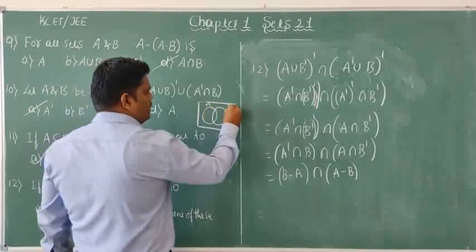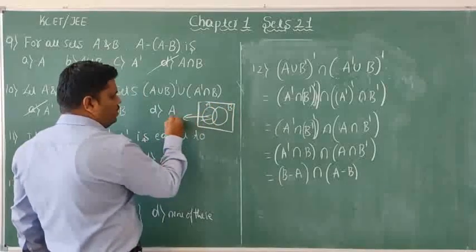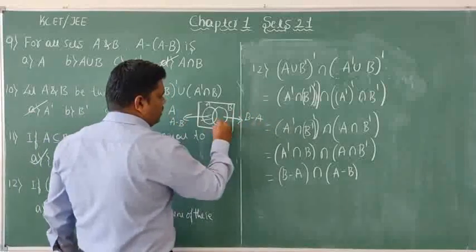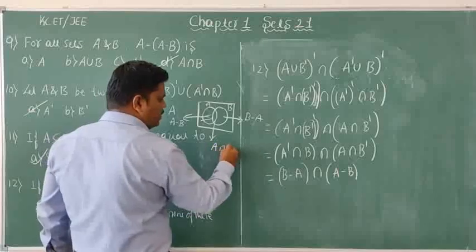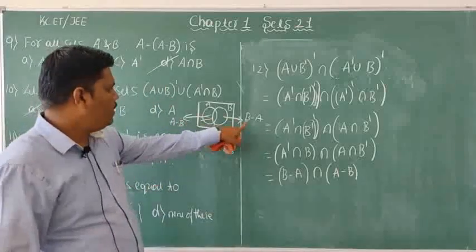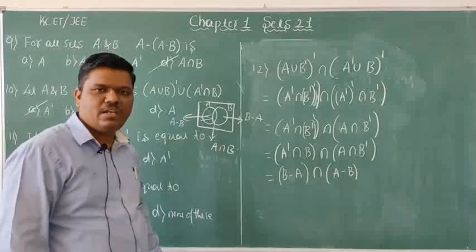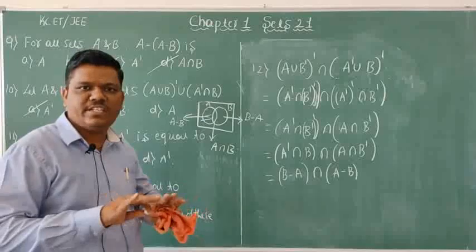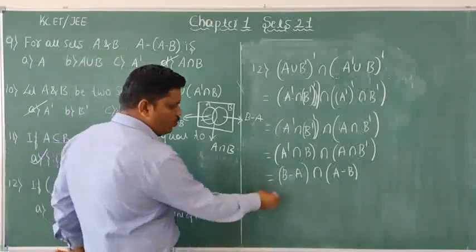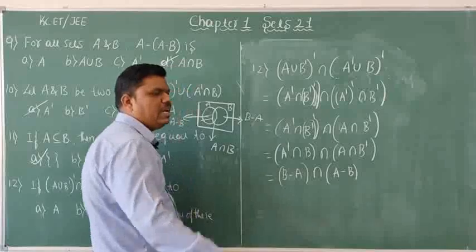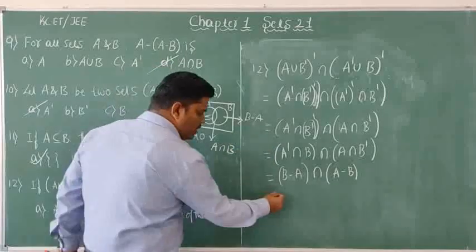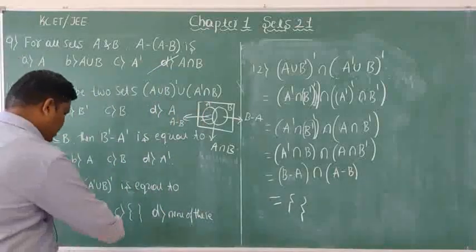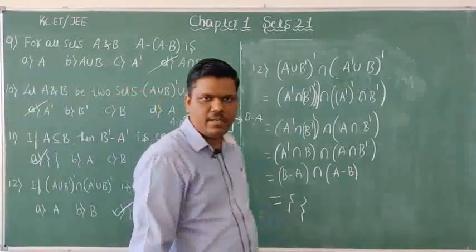Set A, set B. This is the portion of A minus B. This is the portion of B minus A. This is the portion of A intersection B. A minus B, B minus A and A intersection B are mutually disjoint sets. Disjoint means the intersection of two sets is empty. Therefore, B minus A and A minus B are always disjoint sets. Disjoint means empty. Therefore, option C. Clear? Thank you.